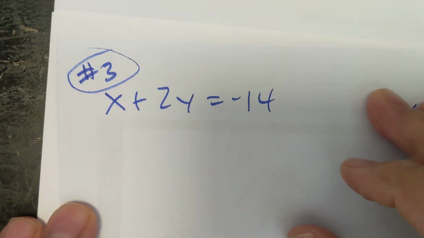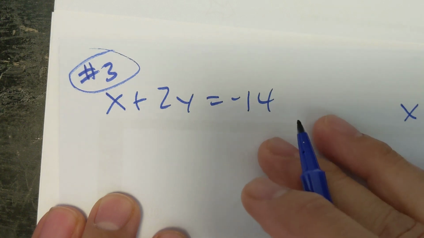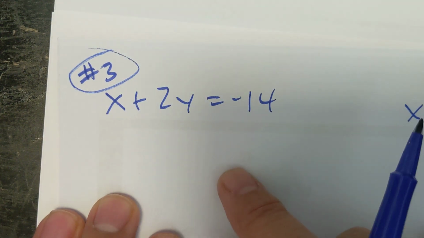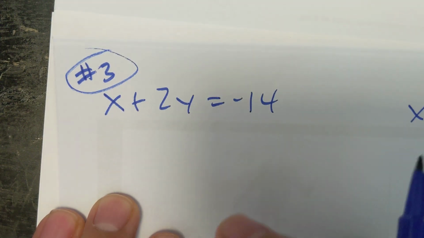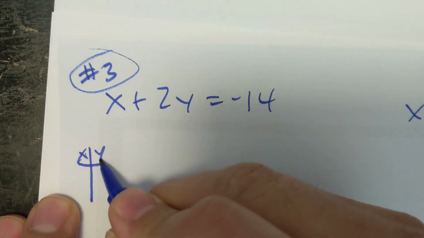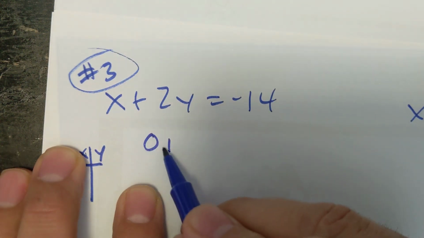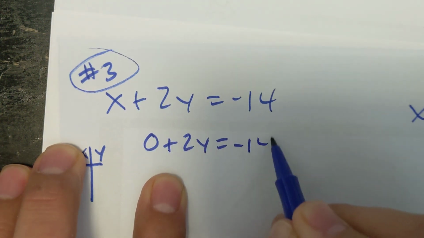Here's number 3 on the graphing side of the worksheet. I'm going to do the second equation first because it's in standard form, and I want to demonstrate both ways. Standard form, fastest way, is plugging in zeros to find the x and y intercepts. So if I plug a 0 in for x, I get 0 plus 2y equals negative 14.